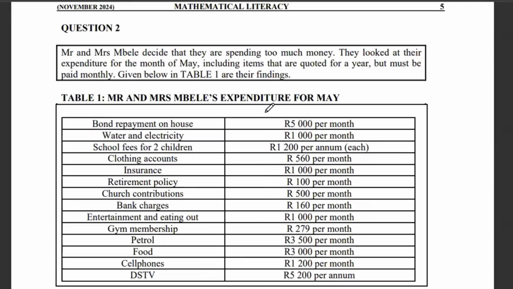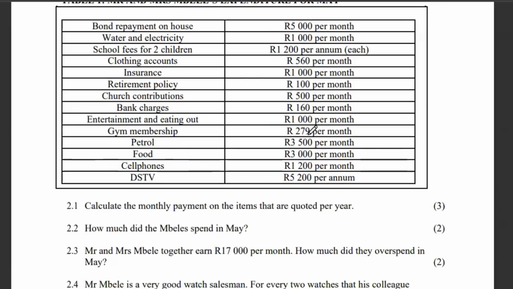Mr. and Mrs. Mbede decided that they are spending too much money. They looked at their expenditure for the month of May, including items that are quoted for a year but must be paid monthly. Given below in the table are their findings. Calculate the monthly payment on items that are quoted per year.